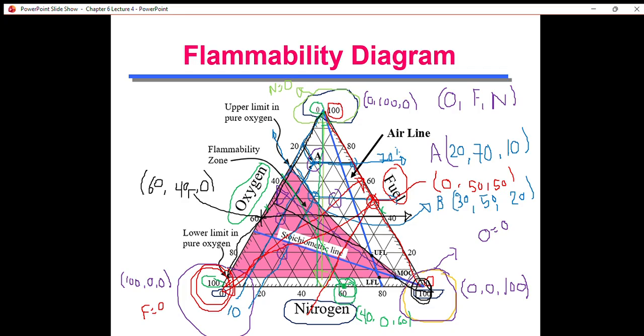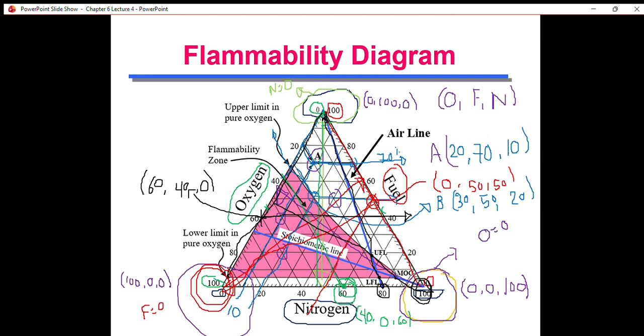You will also see here, it's not clear, but I'm going to explain it in the next slide, there are 2 lines. The first one is called the air line, which is this one. The air line represents the maximum and the minimum concentration of air composition that can be. At this point you have 21% of oxygen and 79% nitrogen. So this is one composition.